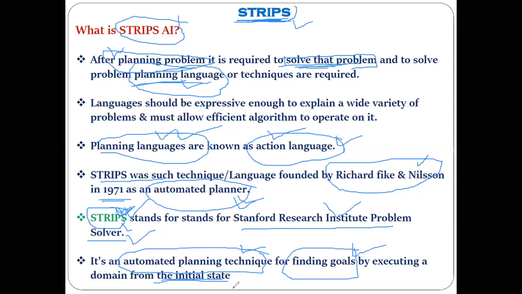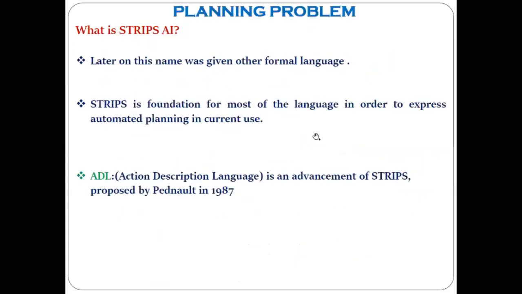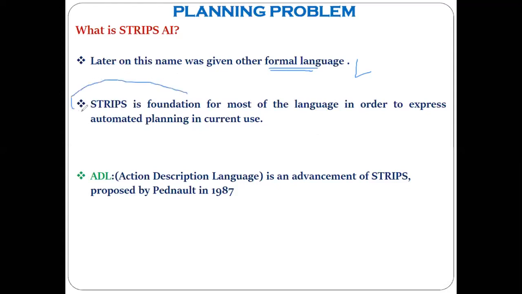It is the language used for doing the planning, in short. Correct? And I have told you the history, who invented it, etc. Next, we'll see another important point related to that. As I said, STRIPS was the initial language and the origin of all the planning languages. That's why it is also referred to as a formal language. After the foundation of STRIPS, a number of other languages were invented to do automatic planning, and one successor of STRIPS is ADL, which stands for Action Description Language.